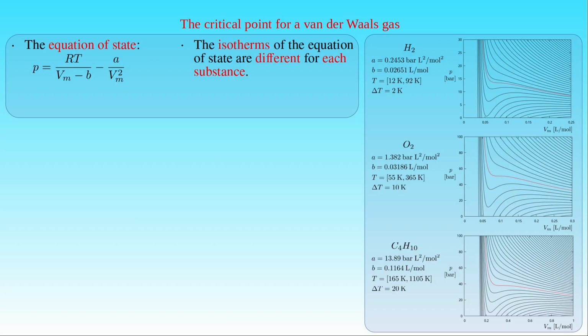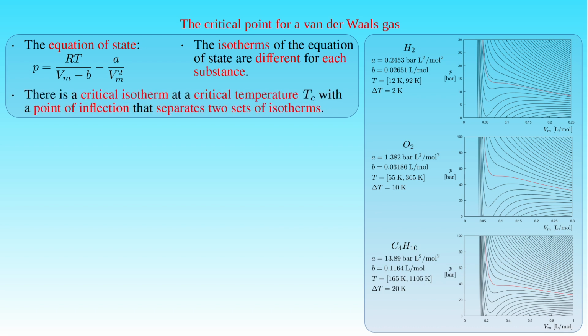Although the scales in these three pressure versus volume diagrams are different due to the different van der Waals constants, the structure of the family of isotherms is determined by the mathematical form of the equation of state, which is the same in each case. We can see a critical isotherm plotted with red color separating two sets of isotherms in each diagram.